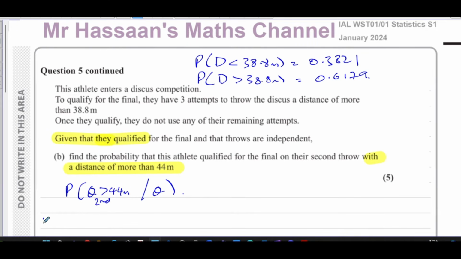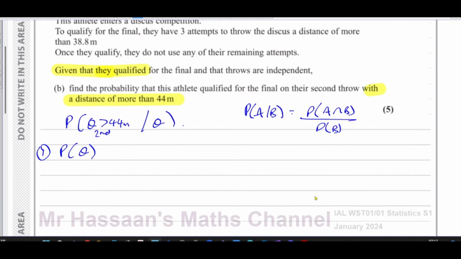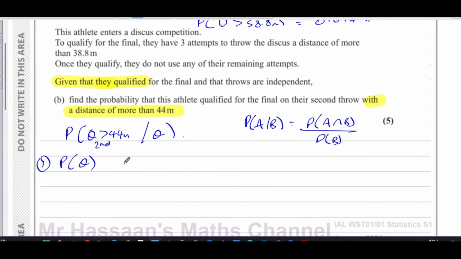Okay, so first of all, let's deal with the probability of them qualifying. Let's look at all the different ways that someone can qualify, and that will be our denominator, our sample space, because we know that the probability of A given B is the probability of A intersection B over the probability of B. So the probability of B here would be the probability of qualifying. So we've got to find all the different ways that someone could qualify for this competition. There are 3 different scenarios: throw 1, throw 2, throw 3.